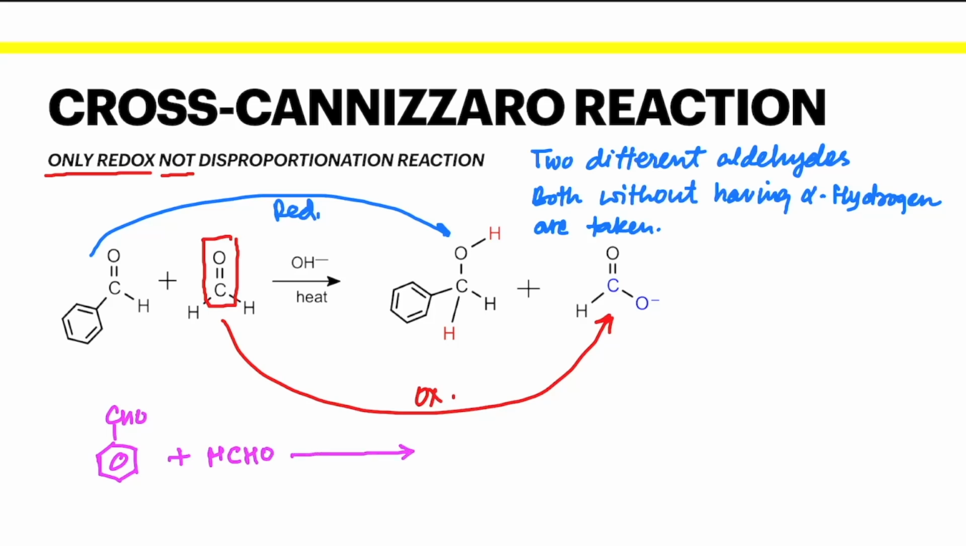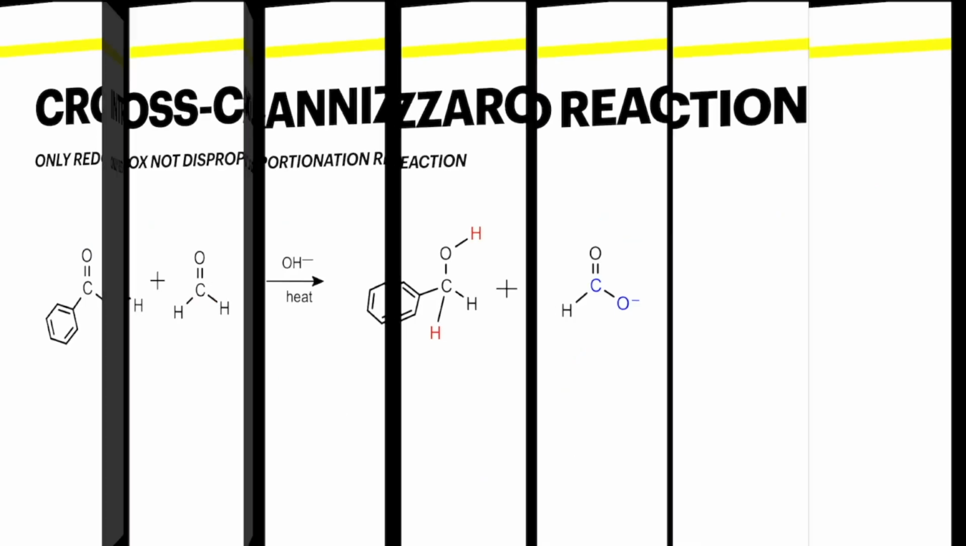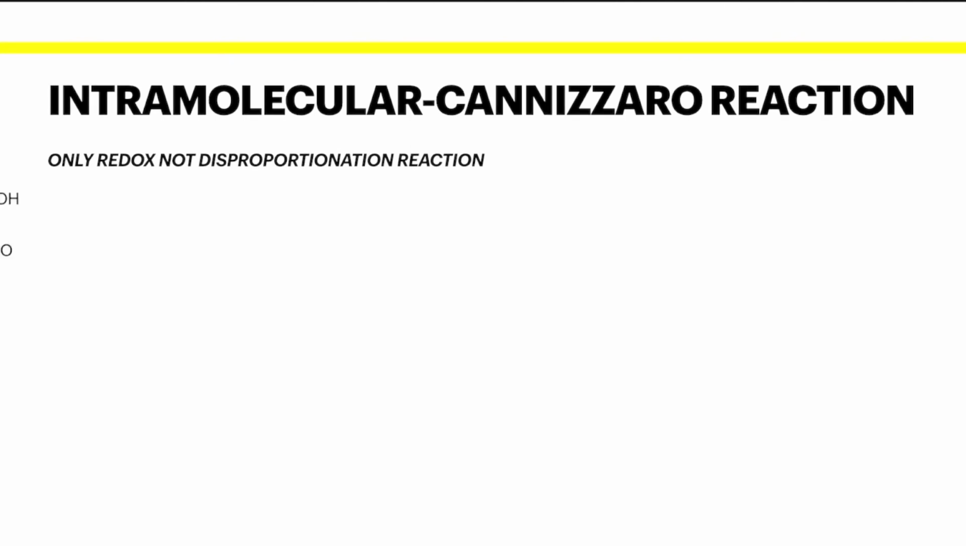When we talk about this reaction, it can be directly written in terms of molecular formula like this: formation of benzyl alcohol and potassium formate. One important statement I want to quote here is that in this reaction no change in the number of carbon atoms takes place.